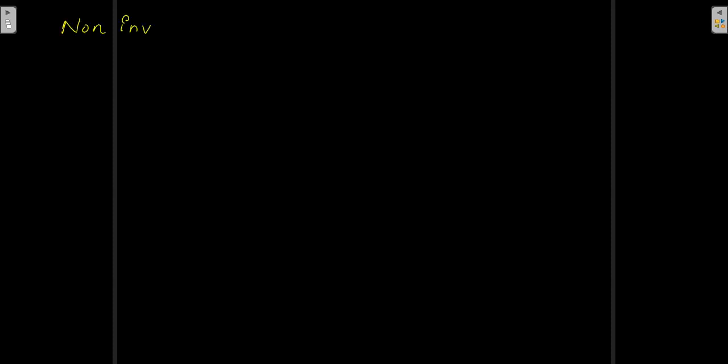Non-inverting Schmitt trigger circuit. So far, whatever we have seen is the inverting Schmitt trigger circuit. And now we will try to see how exactly a non-inverting Schmitt trigger circuit can be realized, right?